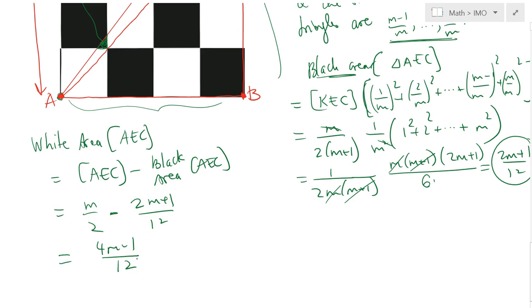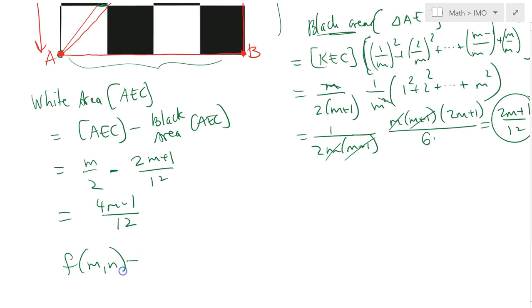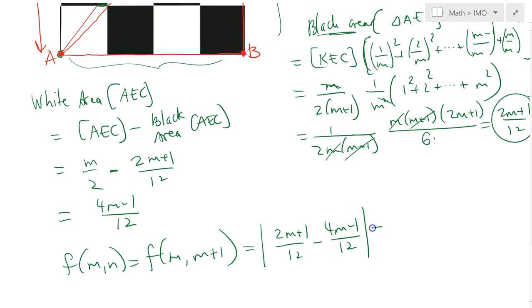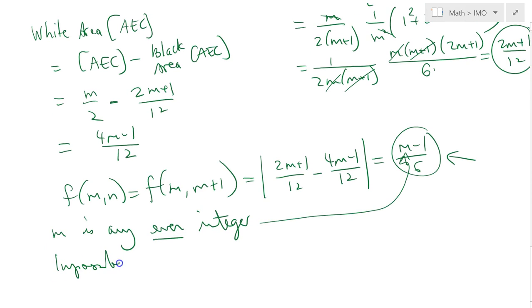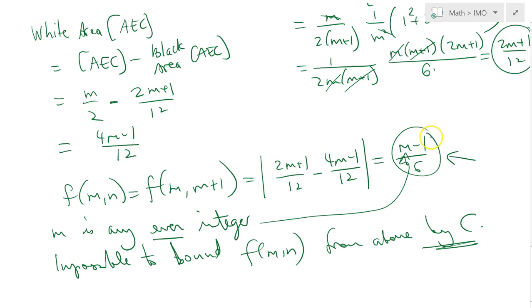Finally, we can calculate the area f of mn, which is just f of m plus 1 in this particular example. This is equal to the absolute value of the difference, (2m plus 1) over 12 minus (4m minus 1) over 12, which is simply equal to (m minus 1) over 6. But this is an exact number, and m can be any even integer. In that case, we can pick m arbitrarily big. Therefore, it is impossible to bound f of mn from above by c. There is no such c which will bound this, because it can be arbitrarily large, and that solves the problem.